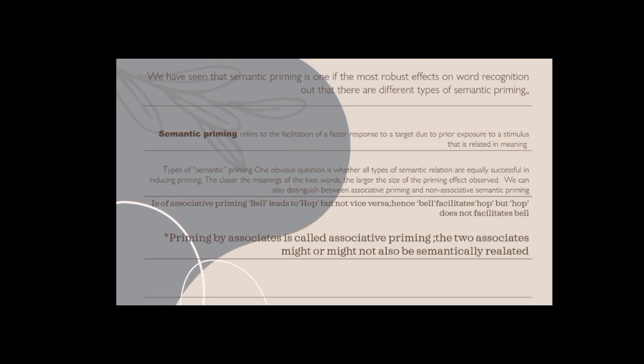Semantic priming. Semantic priming refers to the facilitation of a faster response to a target due to prior exposure to a stimulus that is related in meaning. Semantic priming is a phenomenon where your brain is faster at processing a word or concept if you've recently been exposed to a related word or concept.